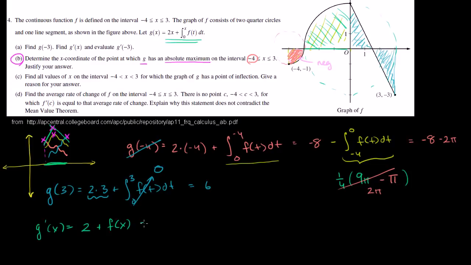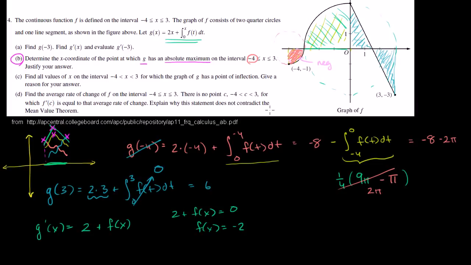So let's set this thing equal to 0. So we want to solve the equation. I'll just rewrite it actually. So we want to solve the equation g prime of x is equal to 0, or 2 plus f of x is equal to 0. You can subtract 2 from both sides, and you get f of x is equal to negative 2. So any x that satisfies f of x is equal to negative 2 is a point where the derivative of g is equal to 0.